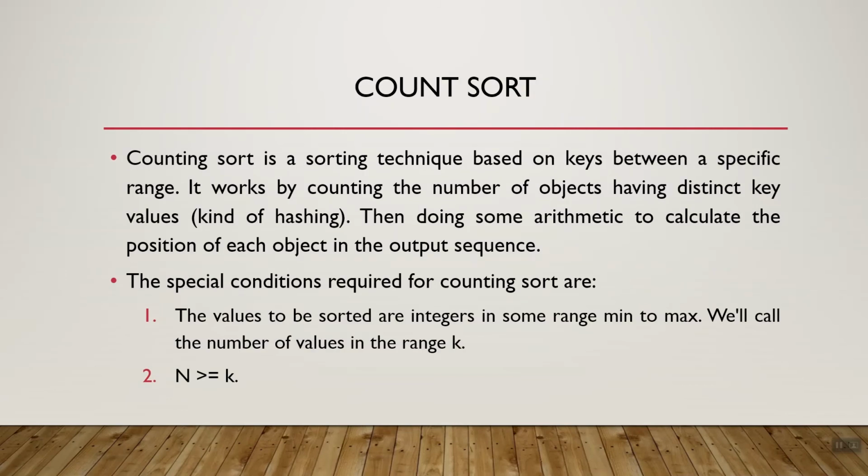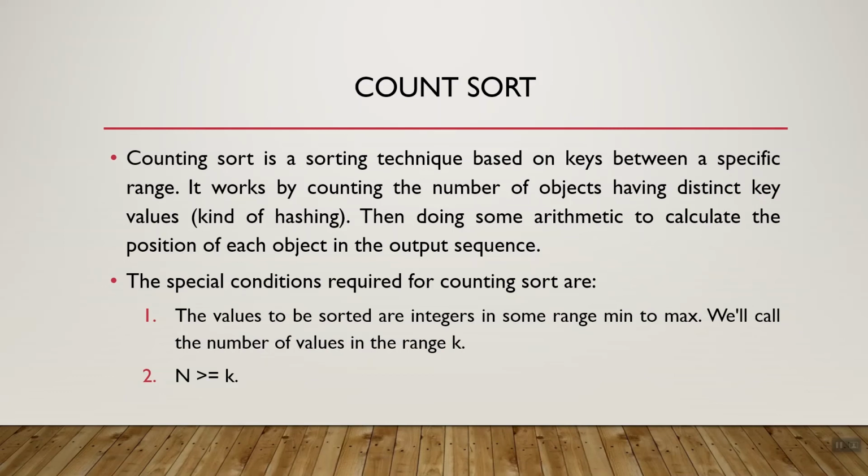Now discussing counting sort. Counting sort is a sorting technique based on keys between a specific range. It works by counting the number of objects having distinct key values, kind of like hashing, then doing some arithmetic to calculate the position of each object in the output sequence.